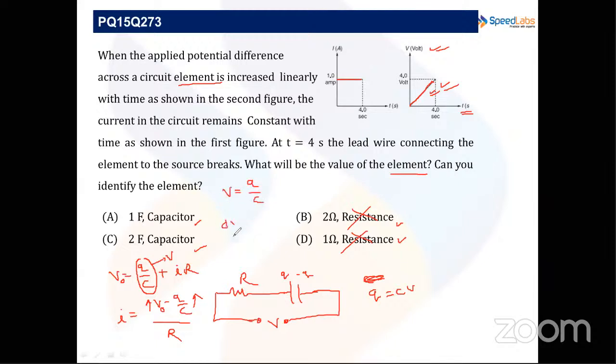Now differentiate it to get dV by dt. So that is dQ by dt times 1 by C. dQ by dt is I, so it is like I by C. And what is dV by dt? dV by dt is basically change in potential divided by change in time. So 4 by 4, 1. So the value of I by C has come. I by C is 1.